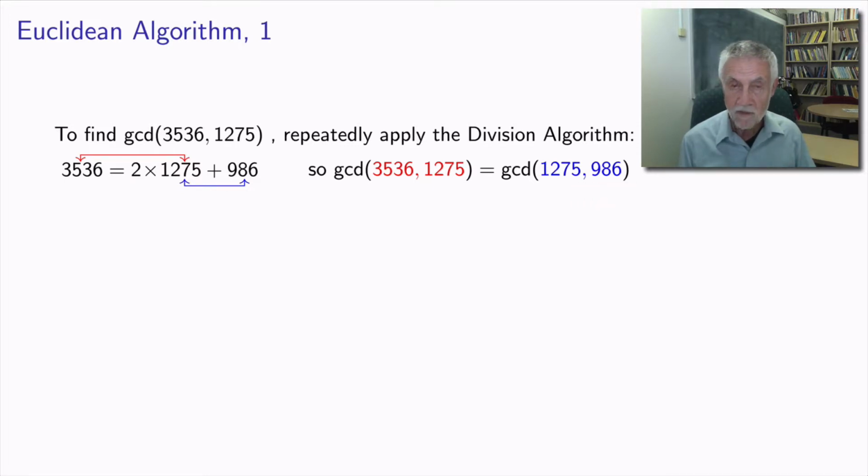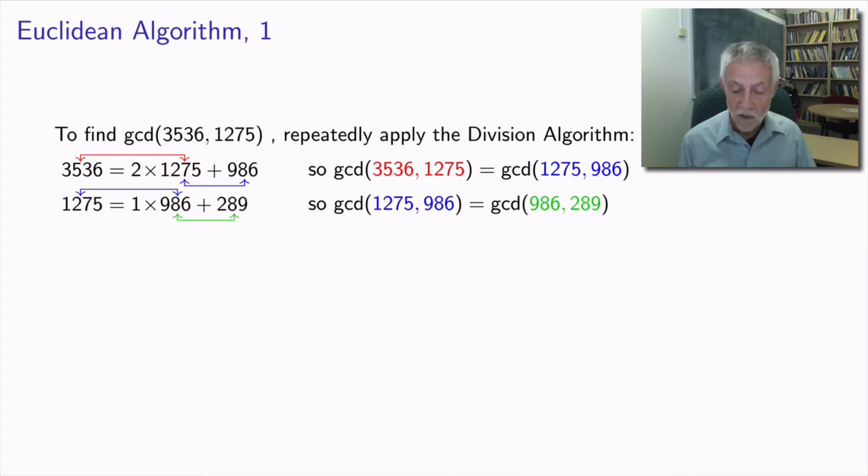We also know that the remainder is always less than the divisor. That means that these two integers are less than those two. More precisely, this is less than that, and this is less than that, and that will always be true. So let's go to the next step to find this greatest common divisor.